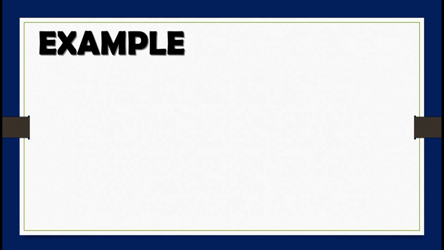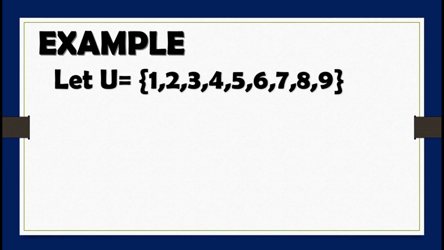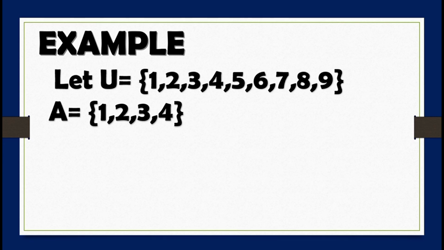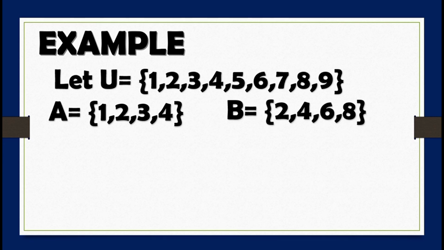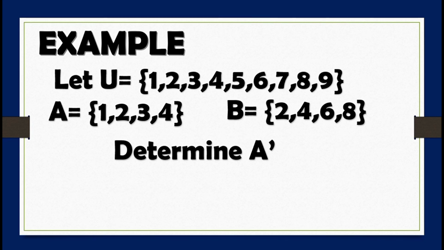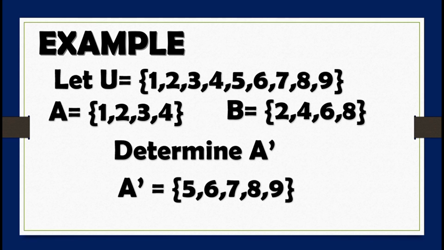Let us have our example. Let the universal set consist of 1, 2, 3, 4, 5, 6, 7, 8, 9. Set A consists of 1, 2, 3, 4. Set B consists of 2, 4, 6, 8. Let us determine A′, or complement of A. For us to get the value of A′, let's look at the elements of set A and compare them to the elements of our universal set. So for our final answer, we will write the elements that cannot be found in set A. Here, A′ consists of 5, 6, 7, 8, and 9.